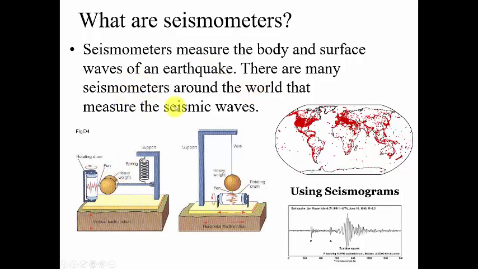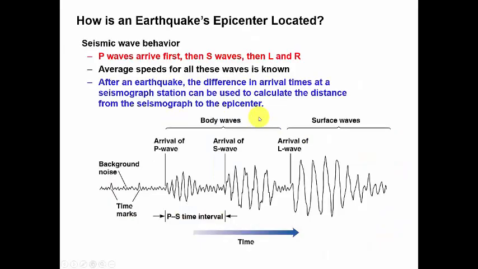And then there are many seismometers or seismographic locations around the world that measure seismic waves. And if you see all the red dots, this is where all the seismic stations are. And as you can see, there's a lot more concentrated on land than in the ocean. And this is some of the readings you'll see. As you can see, it's moving up and down and how fast the frequencies are.